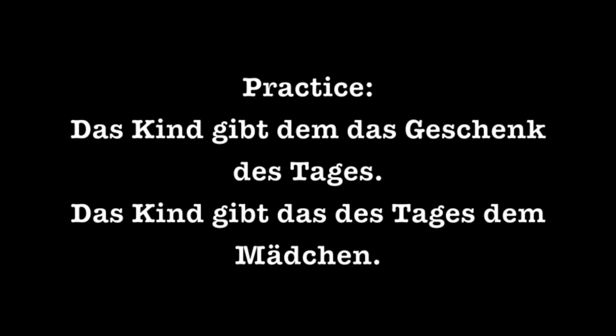Following the same pattern that we had before, if you take out the indirect object, you replace dem Mädchen with dem. So the sentence becomes, Das Kind gibt dem das Geschenk des Tages. The child gives that one, or that girl over there, the gift of the day. If you wanted to take out the direct object, you would have to take out das Geschenk and replace it with just das. Again, you would have to change the word order slightly so that this actually still makes sense. Das Kind gibt das des Tages dem Mädchen. Normally, you're going to take out des Tages again because that just makes things complicated.